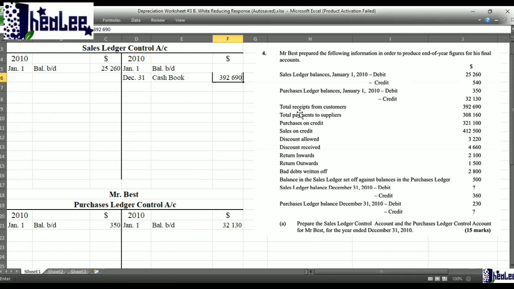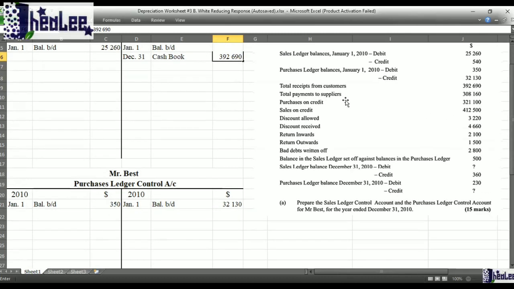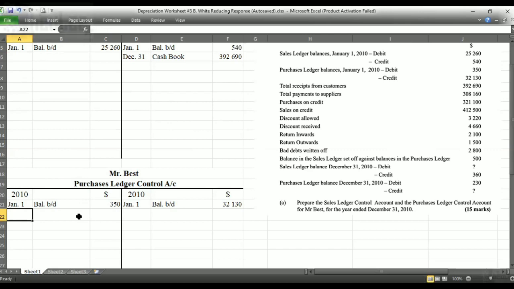Now, the other item from the question is total payments to suppliers. Because it states suppliers, then we know definitely that this should go to our purchases ledger control because that relates to our creditors, right? The amount that was paid to the suppliers is $308,160. Now, when you pay your suppliers, would that result in an increase or decrease in your amount owing to these individuals? Definitely that will be a reduction in the amount that you're owing. And the fact that there's a reduction, you're going to make a debit entry to your purchases ledger control account.